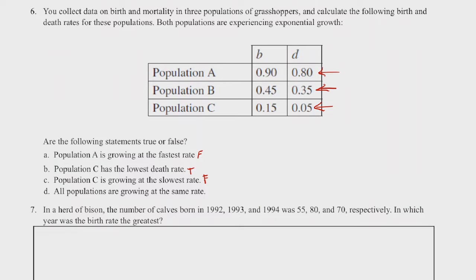And then D, all populations are growing at the same rate. So this is true, and that's why I kind of wanted to confuse you guys a little bit. So all of them are 0.1 away in death and birth rate. So technically, all of these were trick questions because A is not growing faster than B nor C. C does not have a lower death rate than B or A. C is not growing slower than B or A, and all populations are not faster or slower than each other, so their birth rate and death rates are the same.